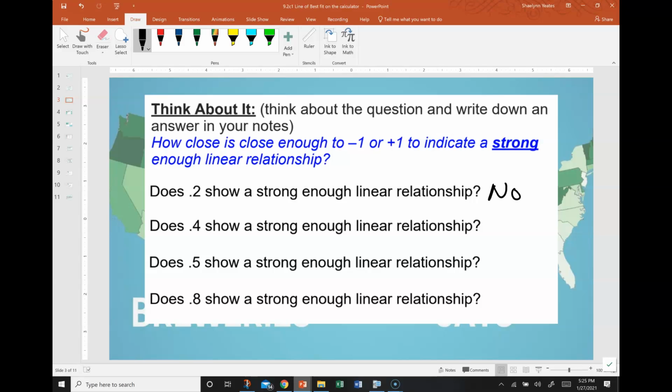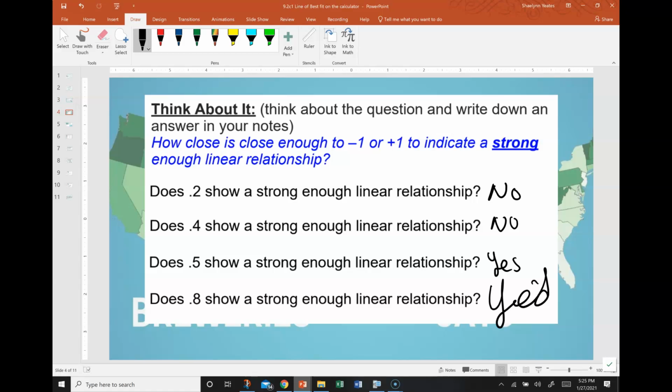Okay, what about 0.4? This is where you maybe go with no, because it's not quite halfway to 1. It's really close, but it's not. I'm going to go with yes on the 0.5 because you're halfway to 1, and then definitely yes. On the 0.8, 0.8 is a really strong linear relationship.